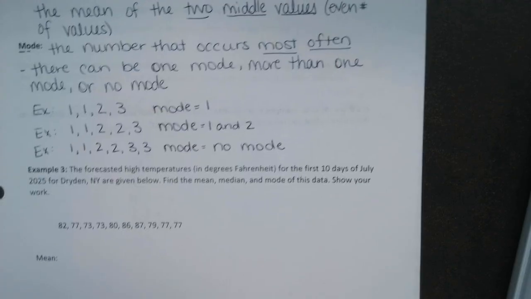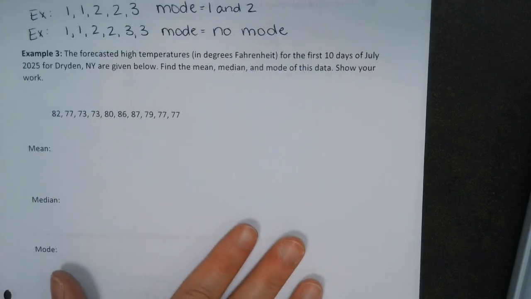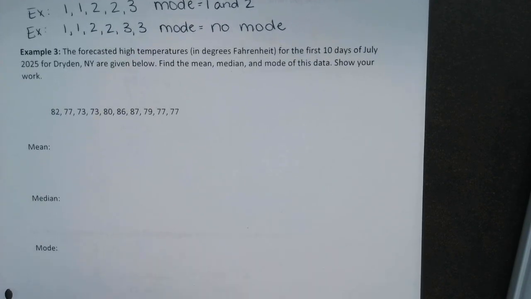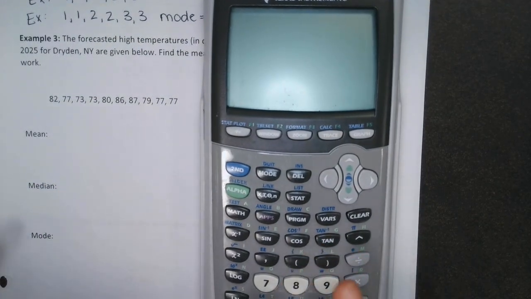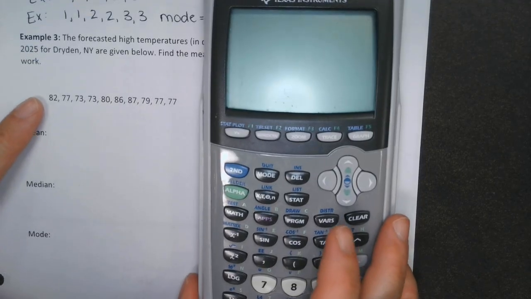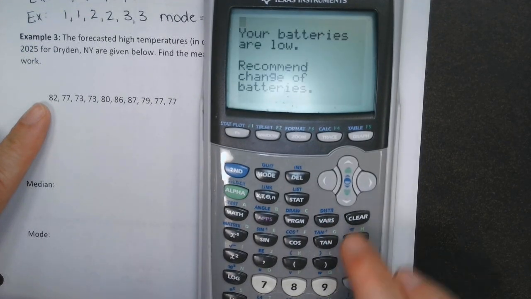Here's an example. It says the forecasted high temperatures in degrees Fahrenheit for the first 10 days of July 2025 for Dryden, New York are given below. Find the mean, median, and mode of this data. Show your work. So I am going to go through these. If you want to just pause the video, try it on your own, then you could fast forward a little bit and check your answers, whichever is going to help you more. So to find the mean, I'm going to add these all up.